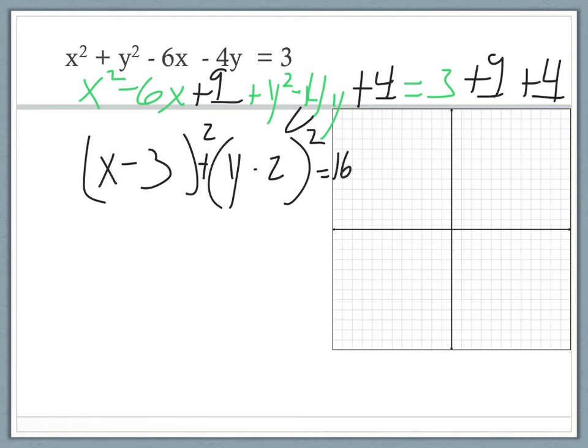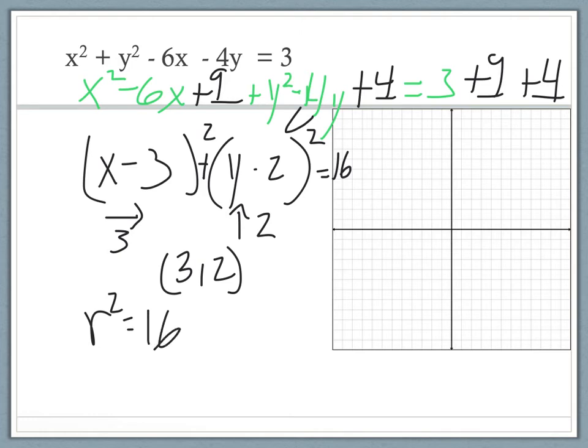Okay. Now, that tells me that I'm going to go to the right 3 and up 2 to get my center. Or if you like to do it with the h and k, our center is (3, 2). Okay, and our r squared is 16, so that means our radius is going to be 4. Okay, so let's go ahead and graph this.